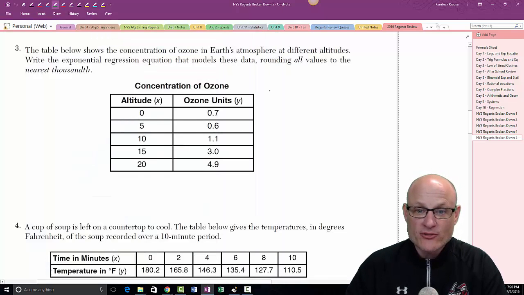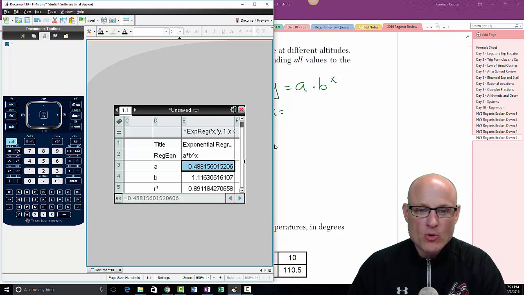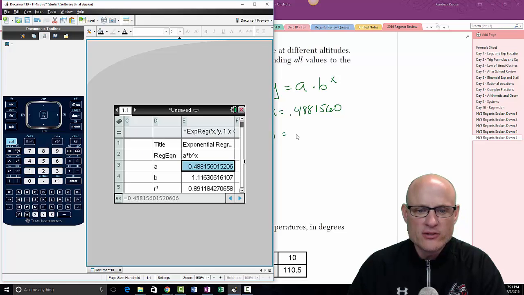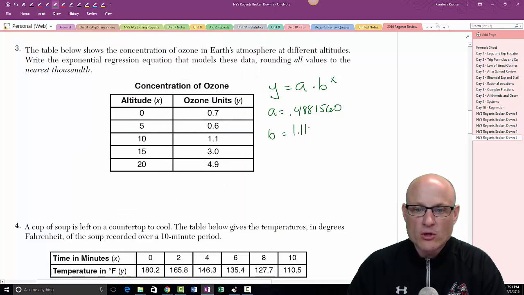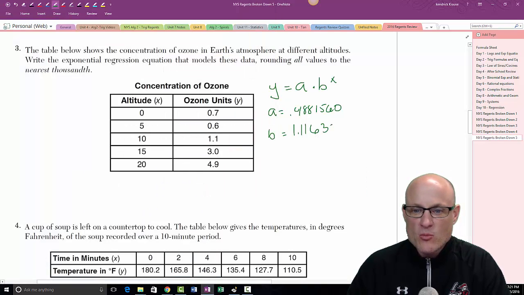But you should round right down. Especially on a 2-point question, you need to say, okay, my equation is going to be Y equals A times B to the X, where A is 0.4881560 and B is 1.116306. You have to show work. How else are you going to get 2 points? Don't miss a number. It's so easy to do.